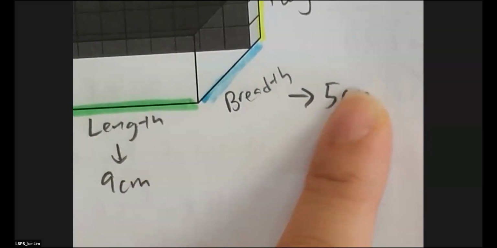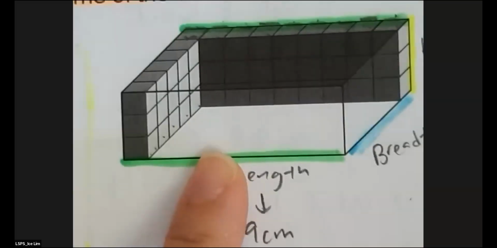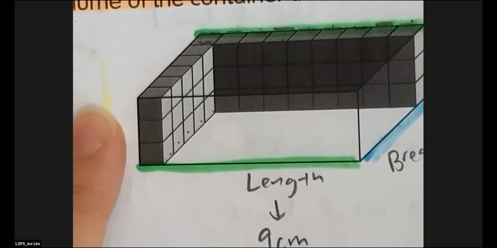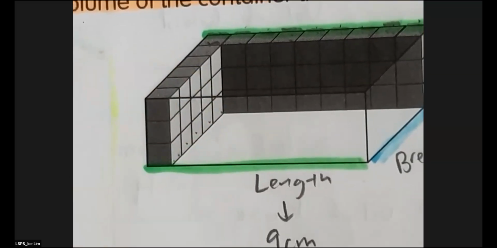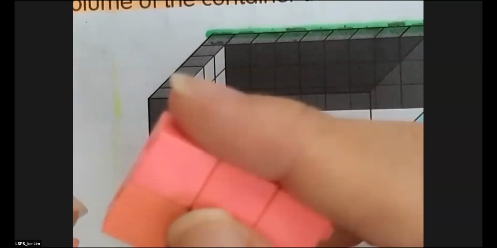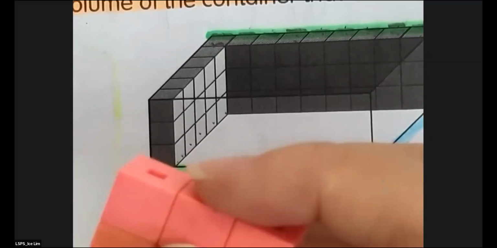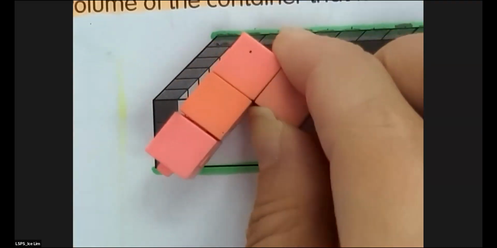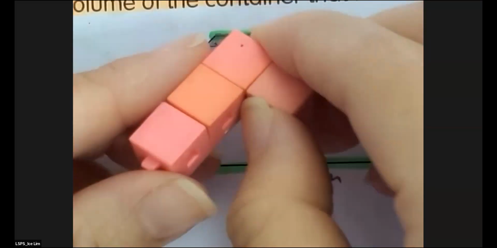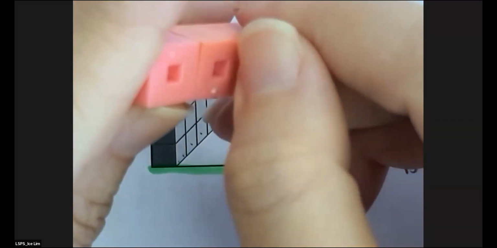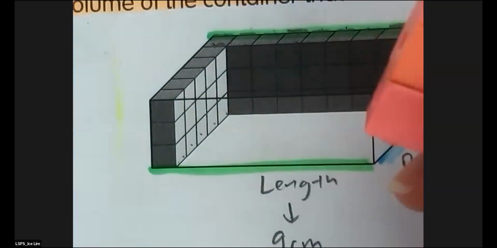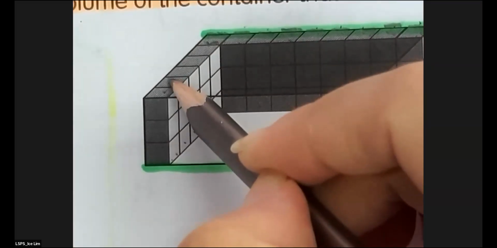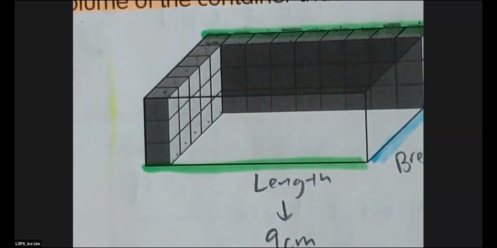You see, I wrote 5 here. Is this 5 from the inside of the container or the outside of the container? You realize if I counted from the other side, this is the other side. If I count from inside, how many for the breadth? How many cubes on top here? Can you see? 1, 2, 3, 4, 5, 6. Actually 6 on one side.